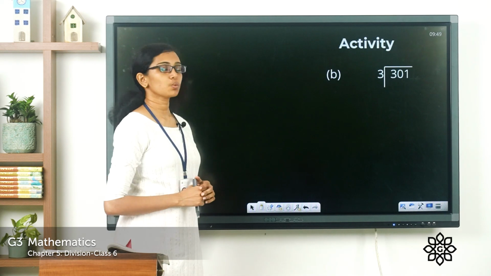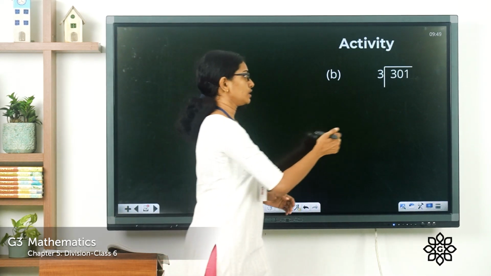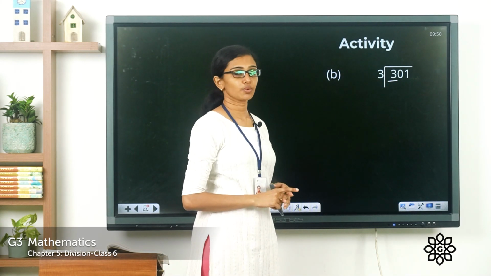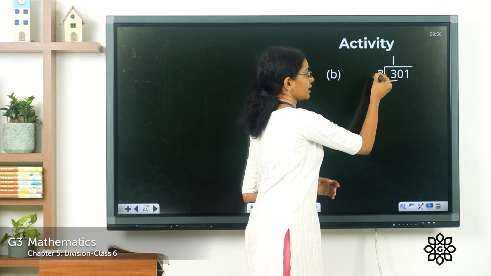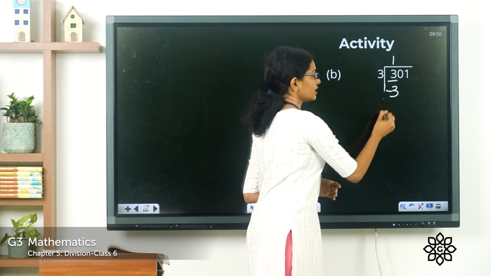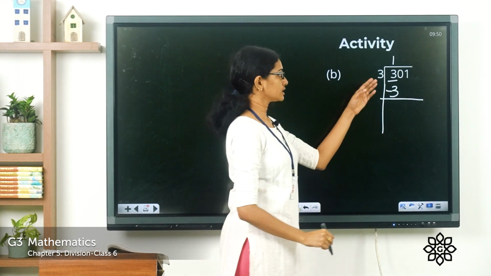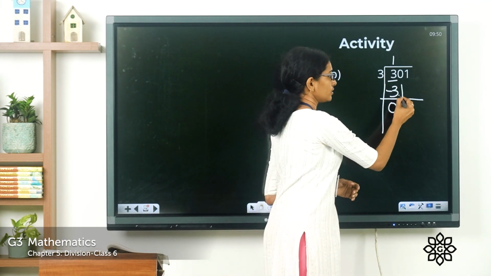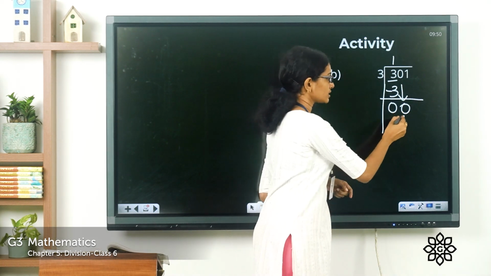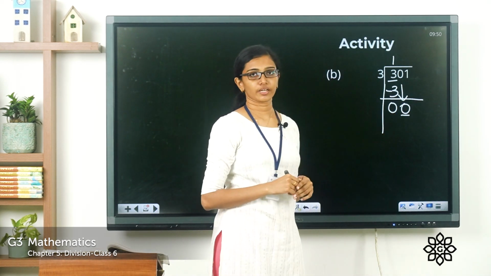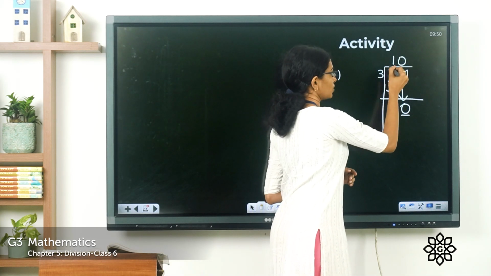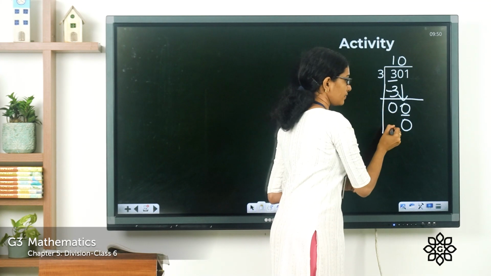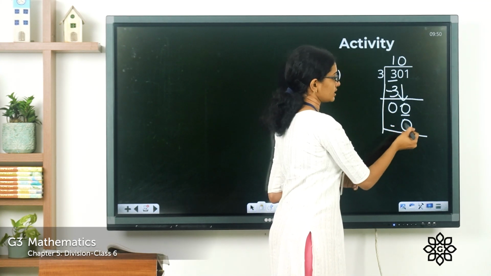Question B, 301 divided by 3. So let's divide this 3 by 3. 3 divided by 3 is equal to 1 and 1 into 3, we write that here. Let's do the subtraction. 3 minus 3 is equal to 0. Bringing the next digit down, we have 0 here. Now this 0 divided by 3, which is equal to 0. Now 3 into 0 or 0 into 3 is equal to 0 itself. Subtracting the numbers, we get 0 here.